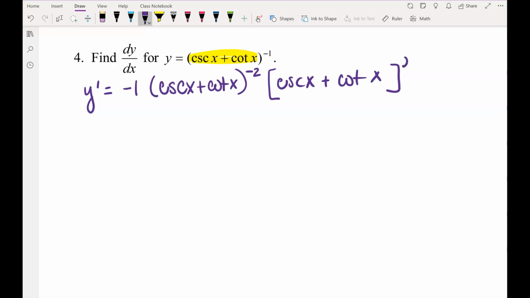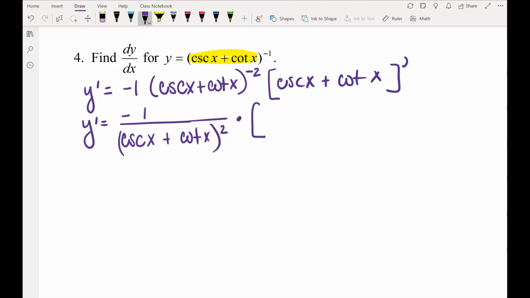So from here, we will continue: y prime equals, I'm going to write -1 over this whole thing, which is to a negative exponent, so I'm just going to put it in the bottom to make it a positive power of 2. Now over here, we are going to do the derivative of cosecant of x. And from earlier notes, the derivative of cosecant, students, is going to be a negative cosecant of x times cotangent of x. And the derivative of cotangent of x is negative cosecant of x squared, just like that.